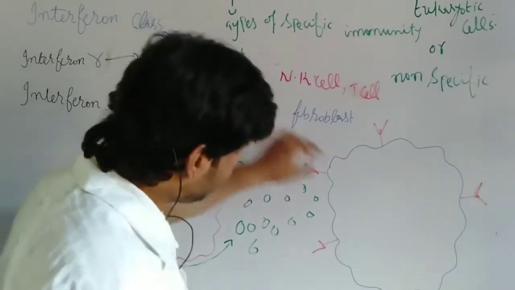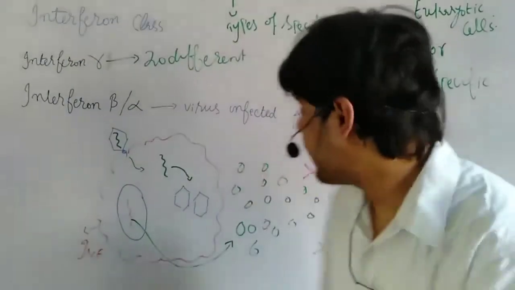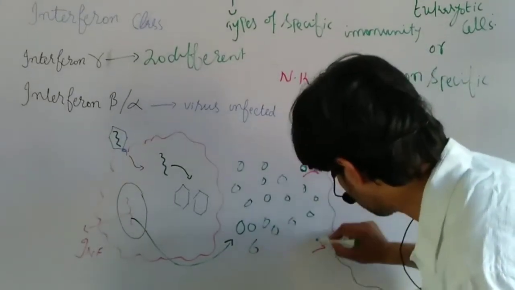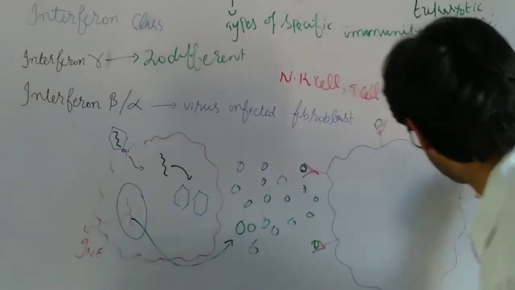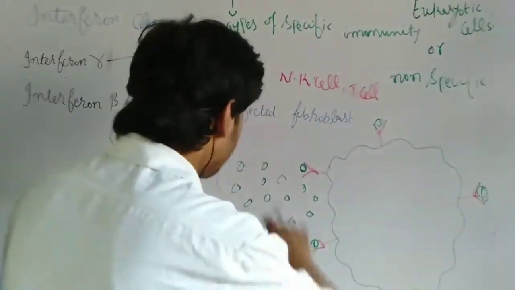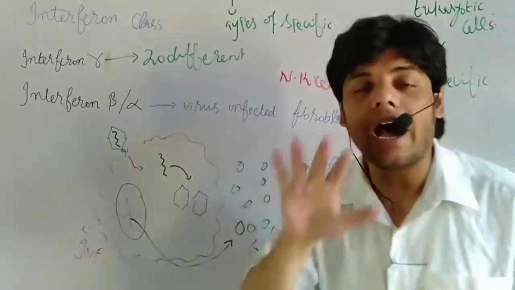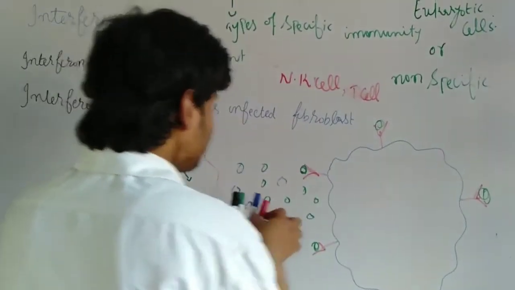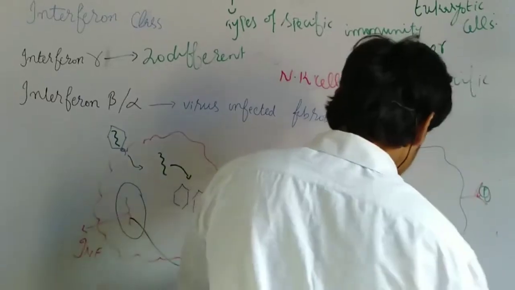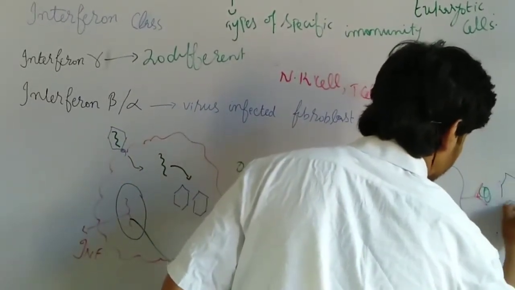Before the virus attacks that cell, the interferon is released, and the interferon attaches to each of the receptors. Now when the receptors are filled by the interferon molecules, the viruses cannot attach. The viruses just come here and try their best to attach, but they fail.